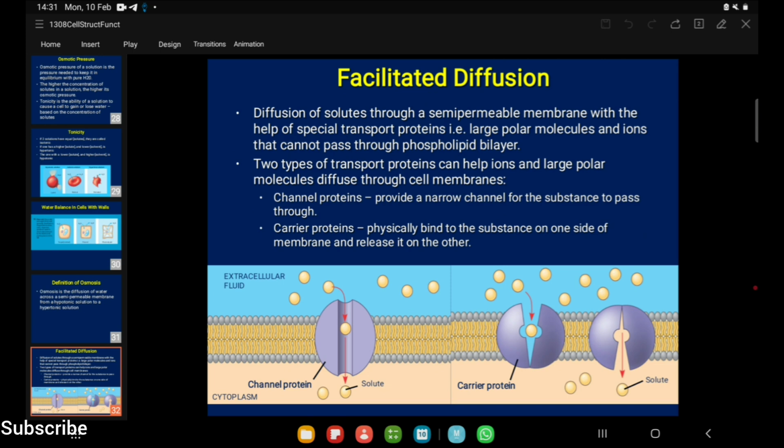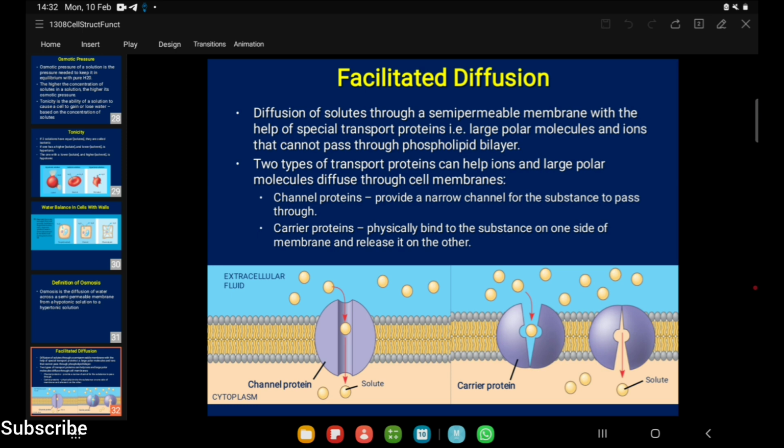Next is facilitated diffusion, which means it needs a special protein to transfer. Diffusion of solutes through a semi-permeable membrane with the help of special transport proteins, for large polar molecules and ions that cannot pass through the phospholipid bilayer. That's why there are two types of transport proteins that can help ions and large polar molecules diffuse through cell membranes. The first one is channel proteins and the second one is carrier proteins.